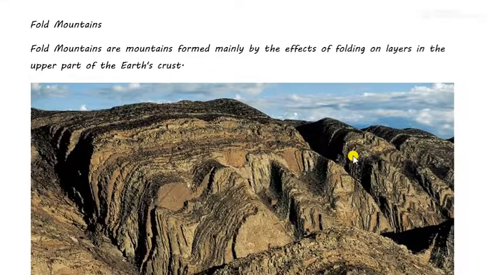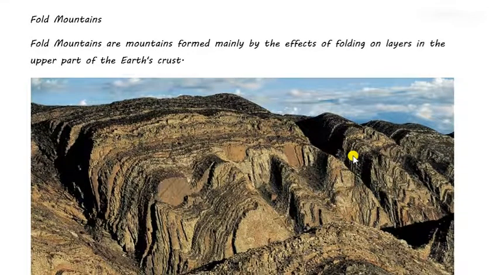Okay, fold mountains, this is how a fold mountain looks. Fold mountains are mountains formed mainly by the effects of folding of layers in the upper part of the earth's crust. As you can see, it seems like it's folded. Imagine this as a flat land, and if you fold it from both sides, this is how it will become.